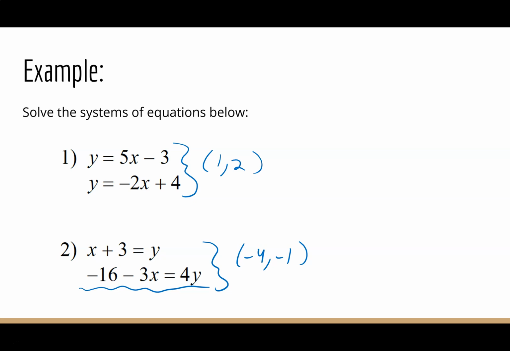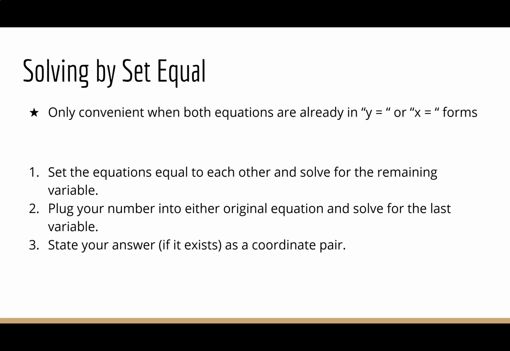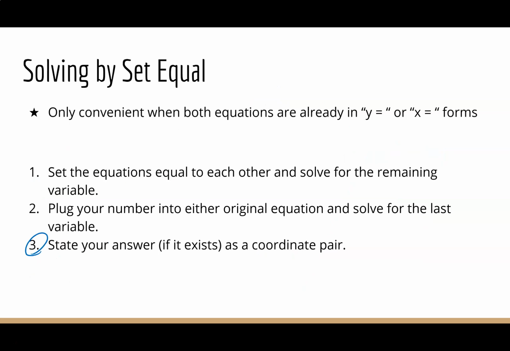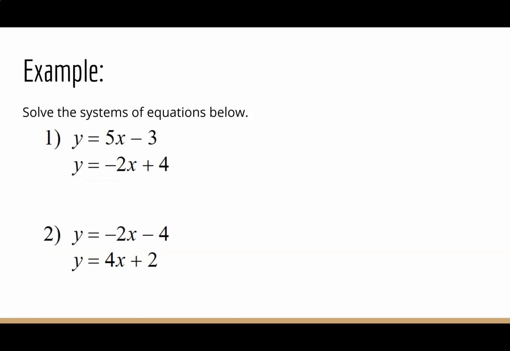Now, let's talk about another strategy, setting equal. Only convenient when both equations are already in y equals or x equals forms. Set the equations equal to each other and solve for the remaining variable. Plug your number into either original equation and solve for the last variable. State your answer if it exists as a coordinate pair. So this step 3 is going to show up as the final step of all of these. Make sure you state it as a coordinate pair. That's the tricky part. You always need to make sure you solve for both numbers or else you only have half a solution. So let's try a couple of these.